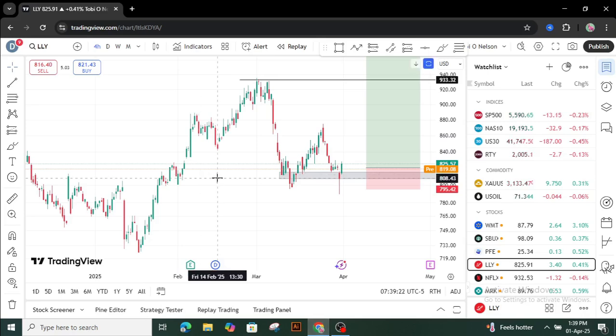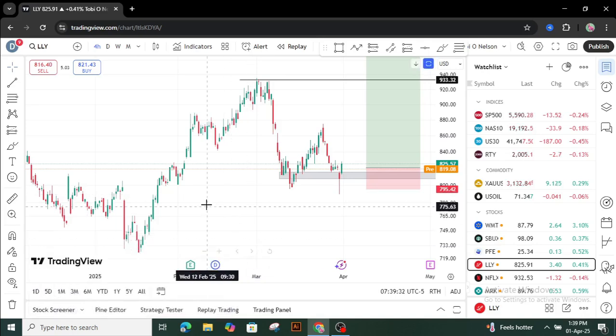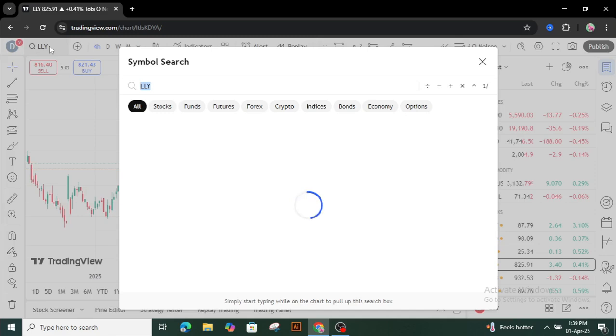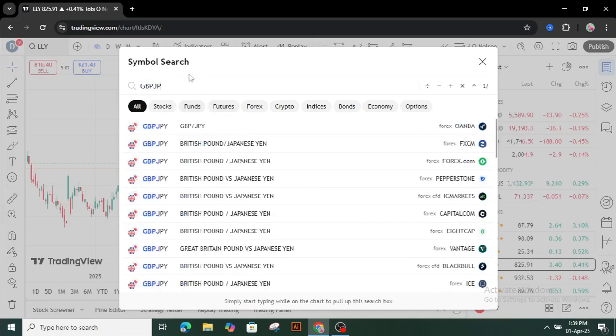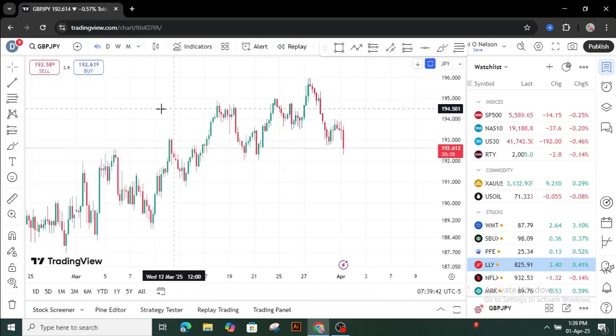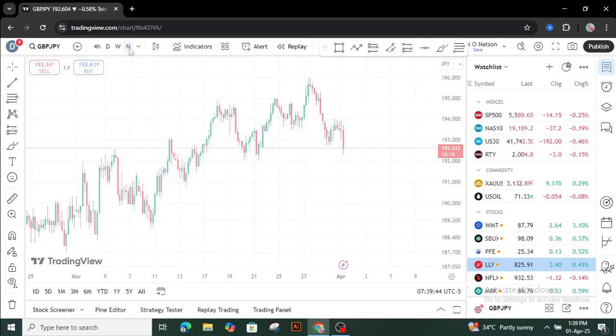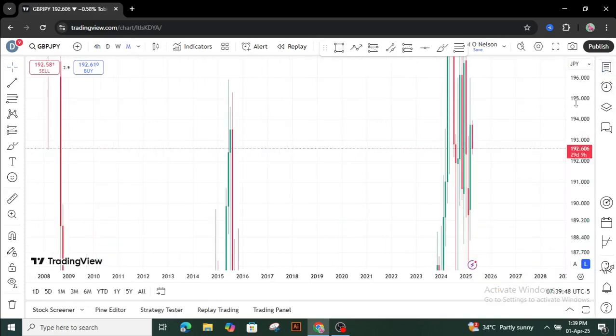Okay, so we are on my computer screen. First of all, let me show you why it is safer, better, and more profitable to trade stocks. Let me use currency pairs as an example. Let's look at GBP JPY, and then let's go to a higher time frame like the monthly time frame, and look at the structure of the market.